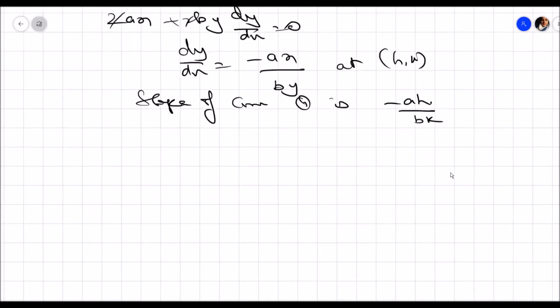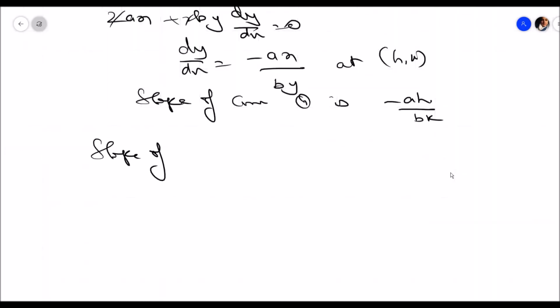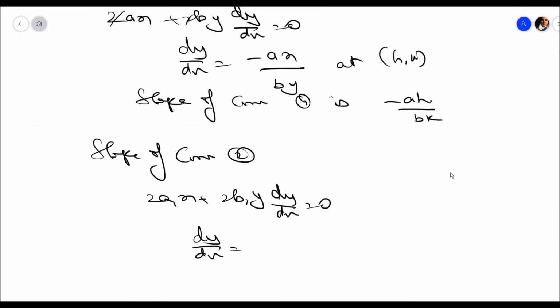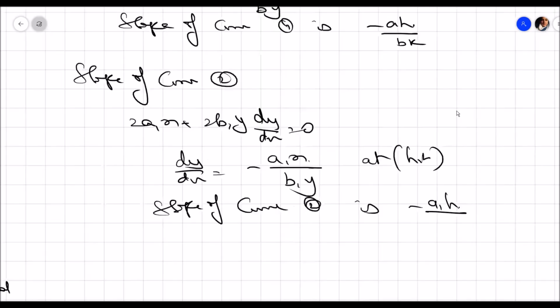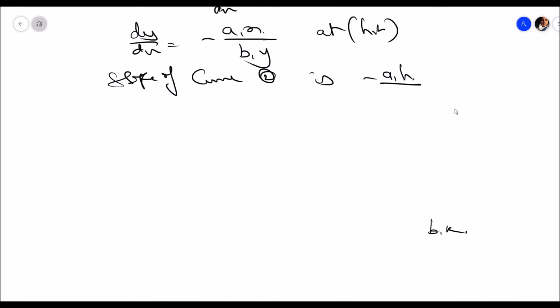All right. Similarly, slope of curve 2, I need to find out the derivative, that is 2a1x plus 2b1y dy by dx. I'll equate that to 0. Okay, so dy by dx is nothing but a1x by b1y with a minus sign at the same point h comma k. So slope of curve 2 is minus a1h by b1k. Right? Sorry, a1h by b1k.